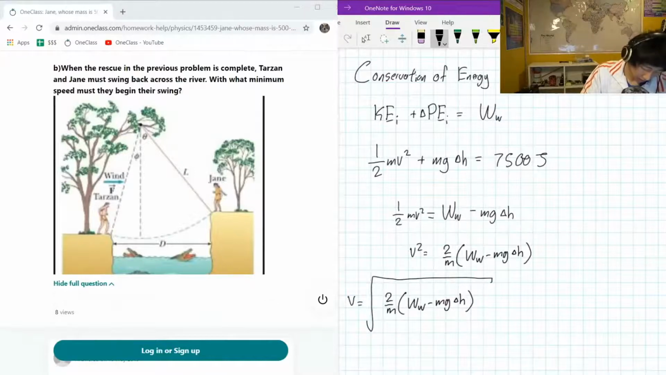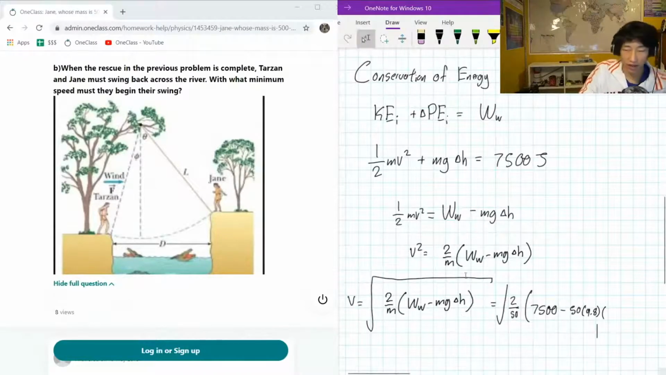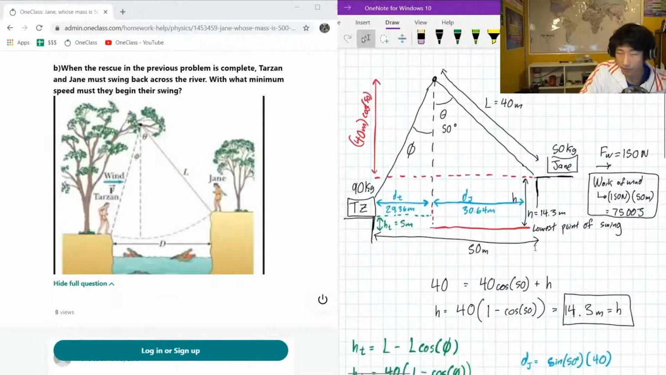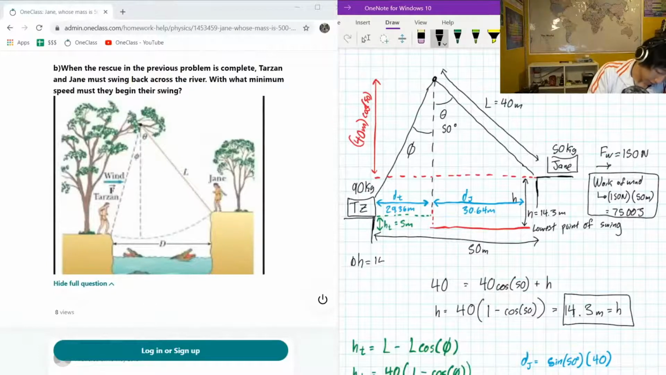Okay, so subbing in our numbers here, we are going to have 2 over Jane's mass, so 50 kilograms, multiplied by the work done by the wind, 7,500 joules, minus Jane's mass, so 50 times 9.8. And this is the change in height, so it's really just going to be 14.3 minus 5 meters. And that is 9.3 meters.